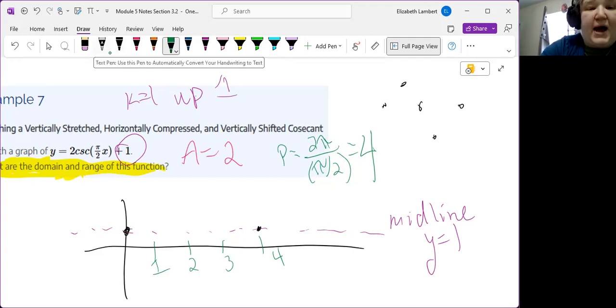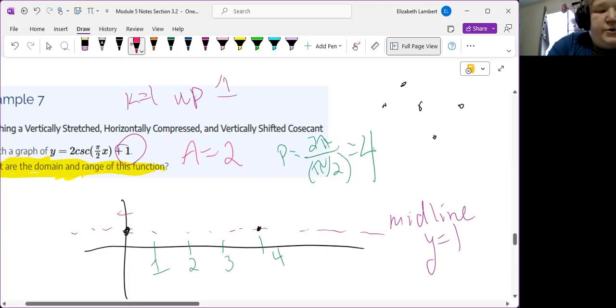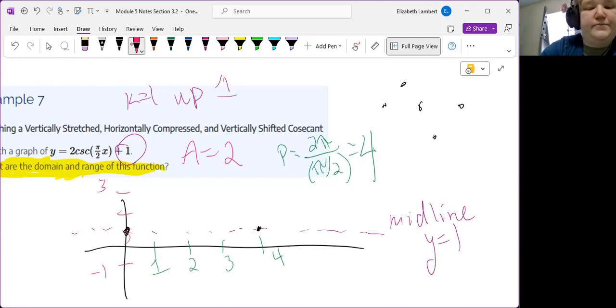Now, how high do we go? That's where our A value comes in. From our new midline, it's going to go up to 3 and down 1, down to -1. All right, so our graph goes up first, back to the 0, and then down and back to the 0. So that is the graph of sine. Now we are going to graph cosecant. Every one of our 0 points is now an asymptote.